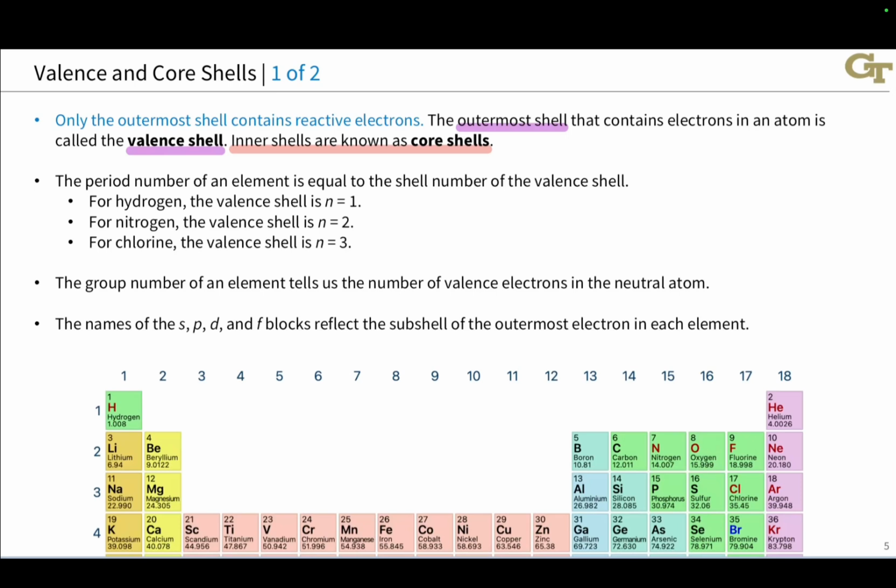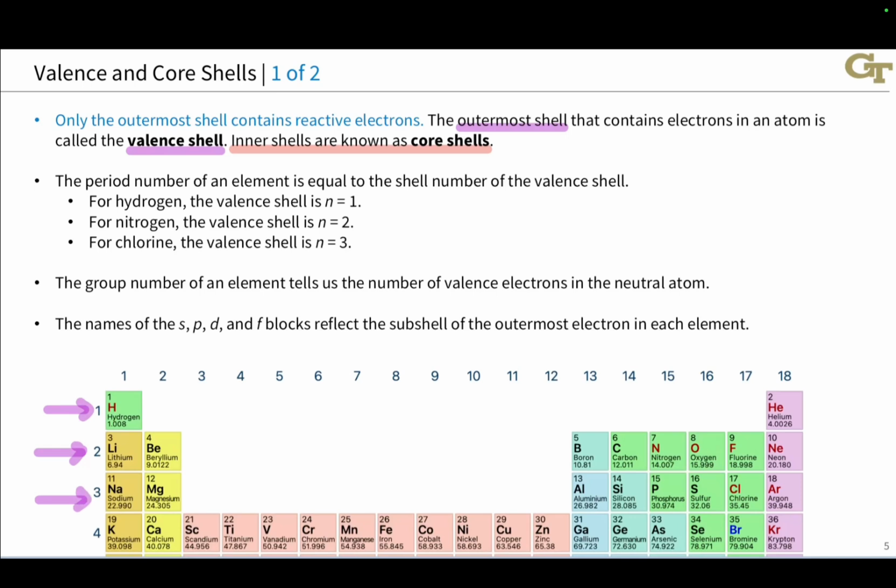For example, hydrogen, the very first element, is obviously in period 1. The valence shell of hydrogen is n equals 1. Nitrogen is in the second row of the periodic table, period 2. The valence shell of a nitrogen atom is the second shell, n equals 2. Chlorine is in the third row of the periodic table, atomic number 17, and its valence shell is n equals 3, the third shell, and so on and so forth, right?